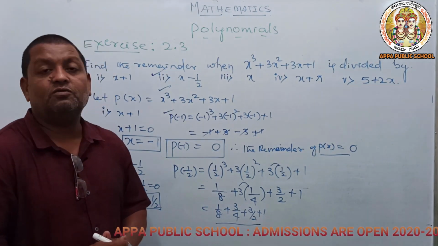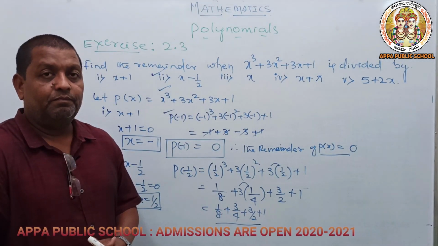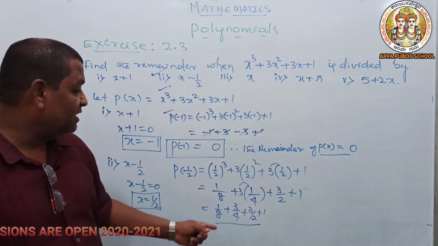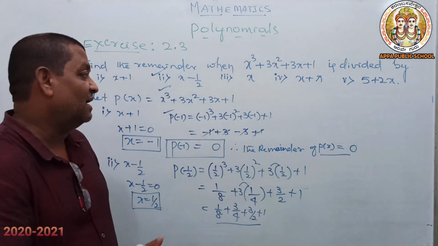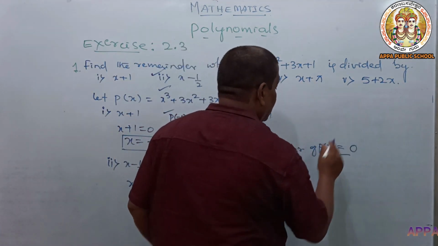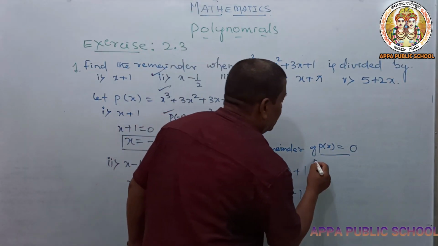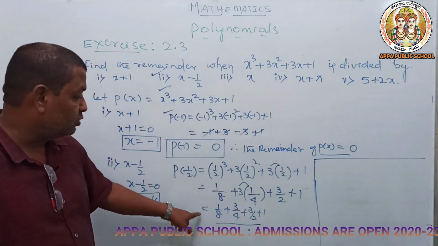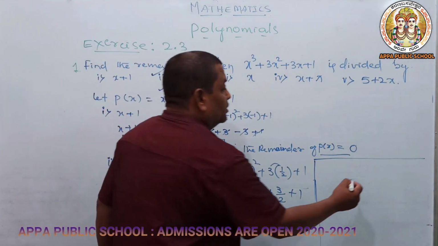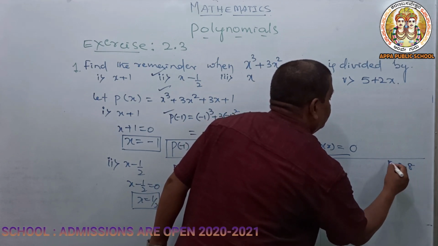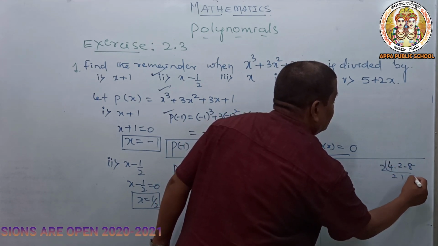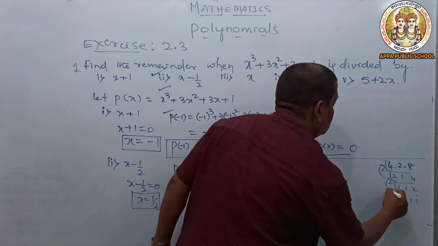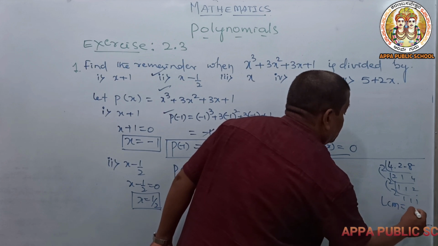So it is in fraction means we need to go with LCM. Fraction addition means we need to go with LCM, and after finding LCM we can figure out the answer. Let me tell you how to find LCM. We already know from primary classes how to do it. 8, 4, 2. So 4, 2, 8. Multiply, divide by common. Finally 1. So what is the LCM? 8.